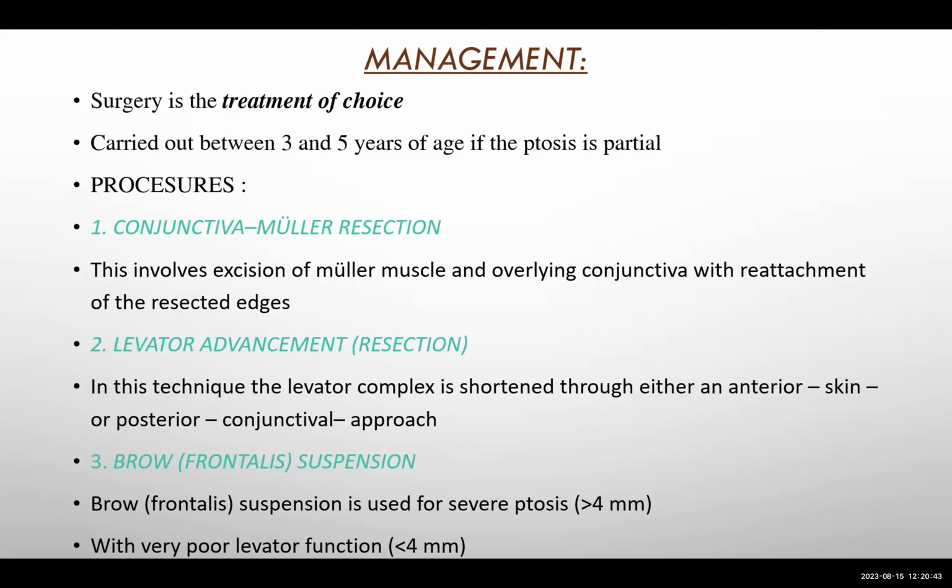The second is the levator advancement or levator resection. In this technique, the levator complex is shortened through either an anterior or posterior conjunctival approach. The third is brow or frontalis suspension, which is used for severe ptosis, where it is more than 4 mm, or with very poor levator function, that is less than 4 mm.